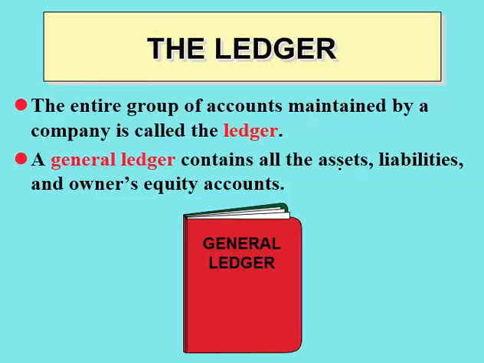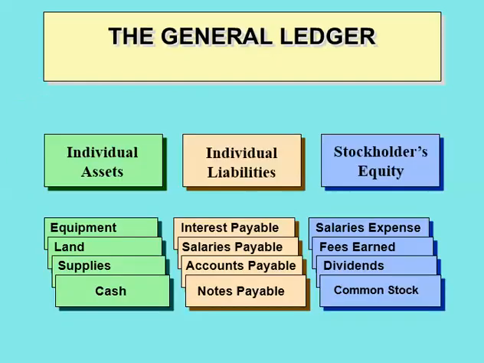So every different account that the company has, meaning all the asset accounts, all the liability accounts, and all the equity accounts, will be kept in the ledger, and every transaction that impacts one of those accounts will be recorded in the ledger. So for example, say a company has four kinds of assets: equipment, land, supplies, and cash. Every time we have a transaction that impacts one of these different accounts, it will be copied from the journal into the ledger, so we can keep track of what is happening to that individual account.